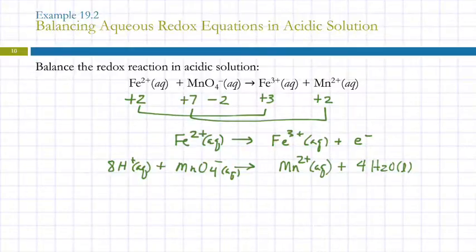Down here we got a lot more going on. Here I have +8 and a -1. So my total over there is +7. And over here I have a total of +2. So I'm going to have to add electrons over here to bring this +7 down to equal +2. So I'm going to have to add 5 electrons. Everybody okay?